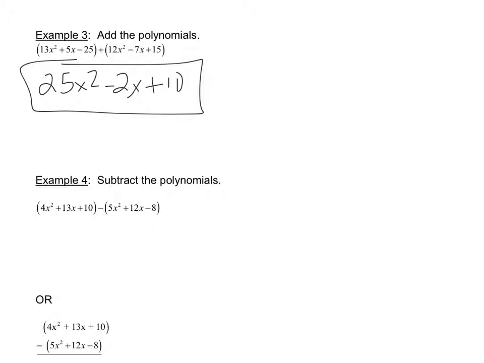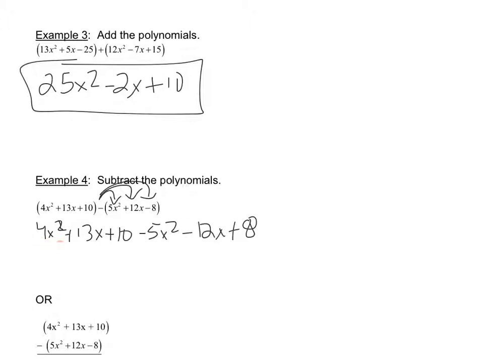Now subtraction. So watch what I do here. It's pretty much the same thing, but just watch. So what's the first thing I did? Copied down, but got rid of the parentheses. Now watch. Distribute the negative. So it changes to minus 5x squared, minus 12x, plus 8. Okay? So now we combine like terms.